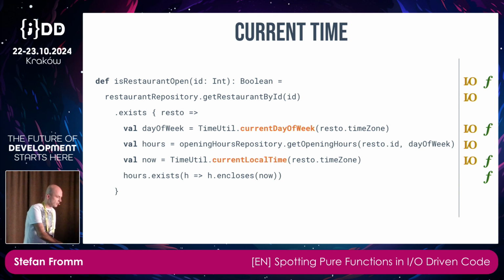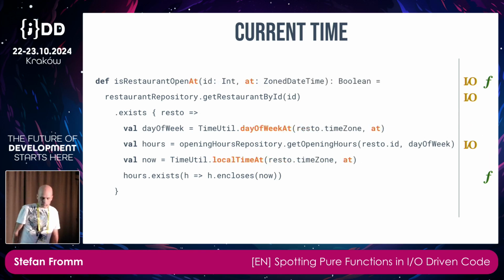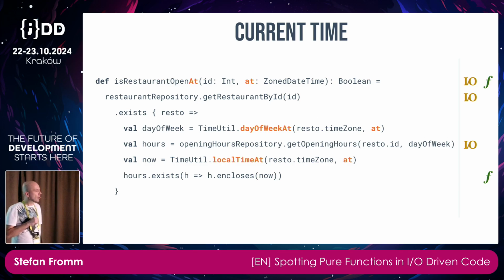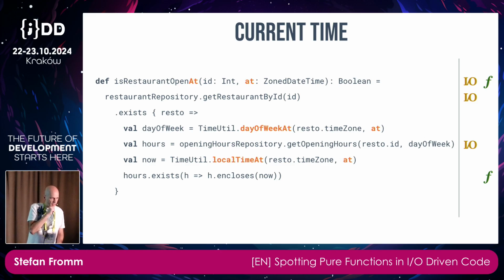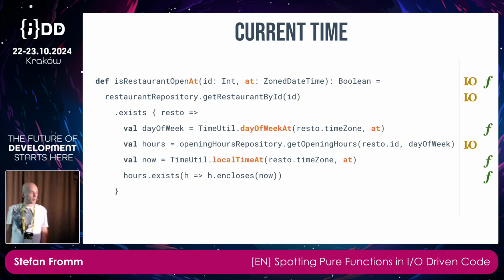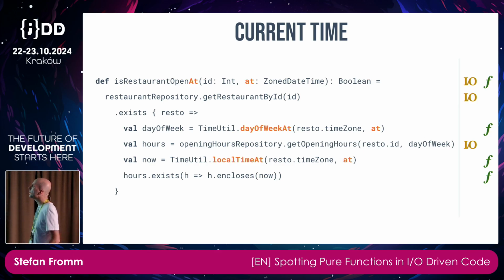So what I want to do is, instead of fetching the current time from the computer clock, I would just pass it in as an argument. I changed the method name a little bit, and now look at the methods in the time util. Day of week at, for example: we pass in a time zone and the current time. This is everything we need to compute the result, the day of the week. The same is true for local time at. So both of these functions or methods are now pure functions because of this little change.